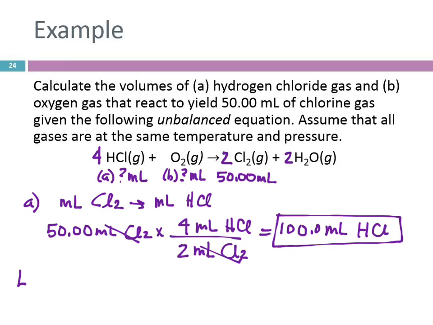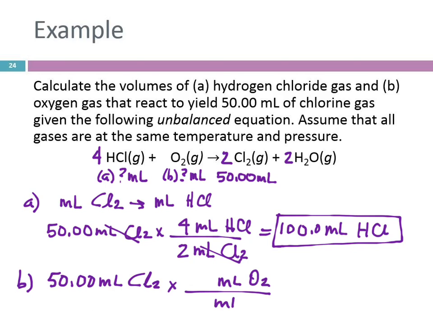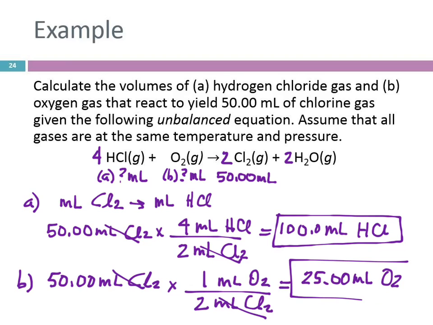And then for B, I'm going to do this one without writing the path. I hope that's okay with you guys. 50 milliliters of Cl2. What do I want on the numerator? Milliliters of O2. And then I need this in the bottom, milliliters of Cl2. Units cancel out. Then I look for numbers. I've got an implied 1 for the oxygen and a 2 for the chlorine. So 50 times 1 divided by 2 should be 25 milliliters of O2. Any question? That was like a twofer, wasn't it?